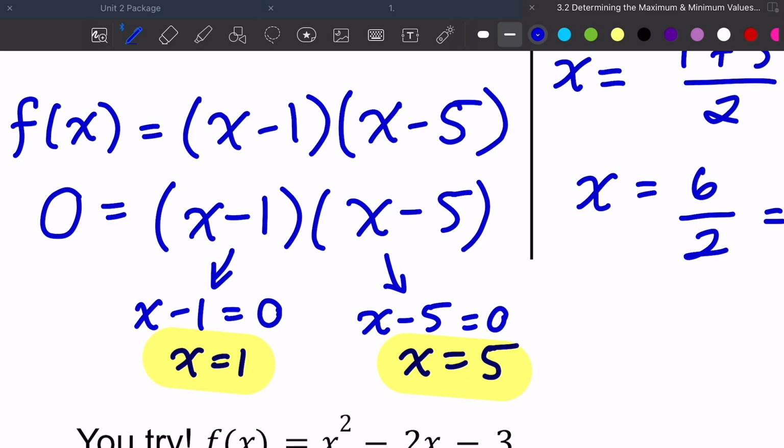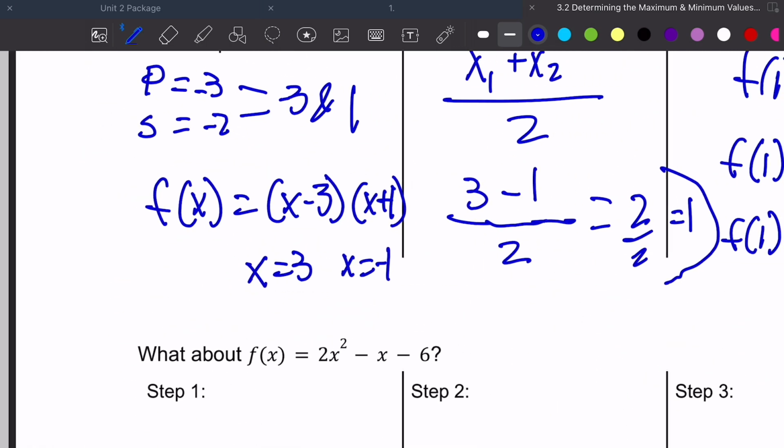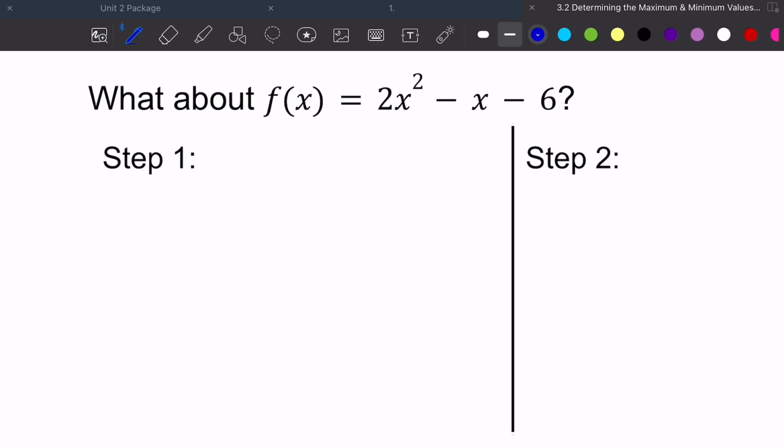Ryan says this is going to be ugly for this one. So same thing, product. I've got 2 times negative 6, so negative 12. And then my sum is negative 1. If I'm thinking about 2 numbers, what did you get, Ryan? What were your 2 numbers?